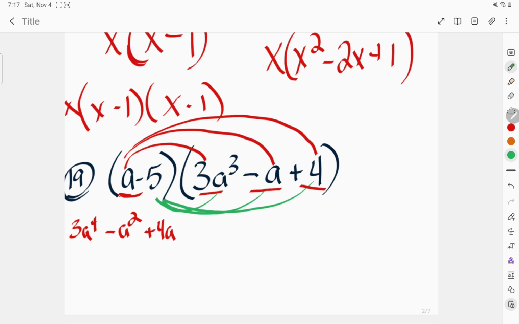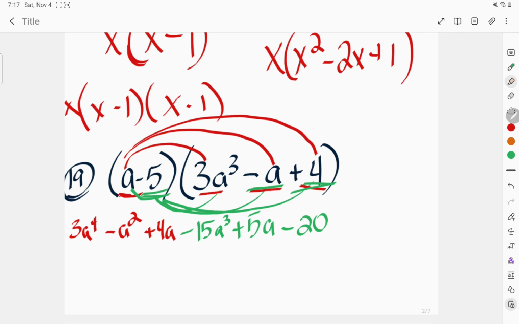All right, switching over to the green, I have negative 5 times 3a to the third. That's going to give me negative 15a to the third. Negative 5 times negative a, it's going to give me positive 5a. And then negative 5 times positive 4 gives me negative 20.